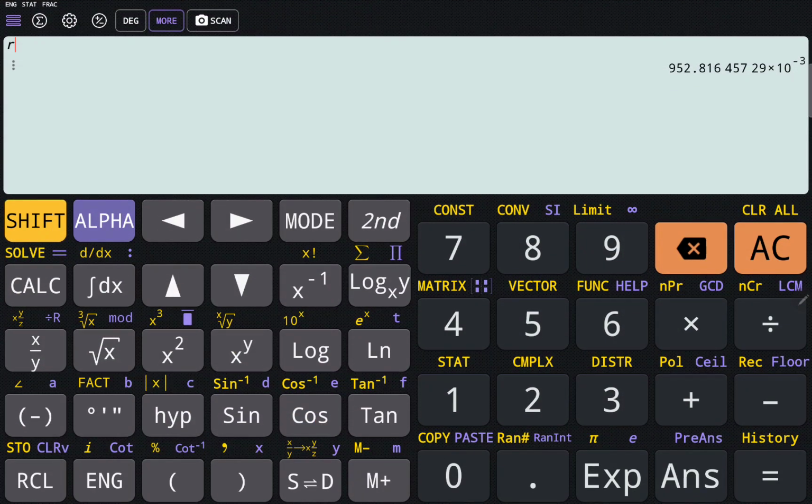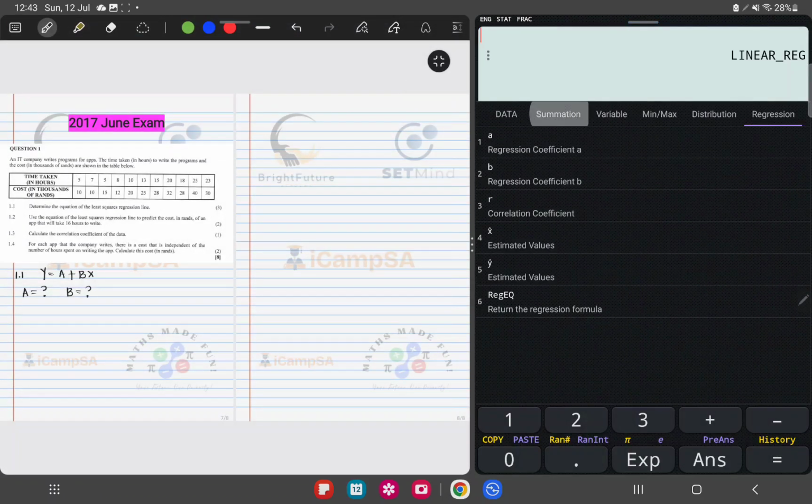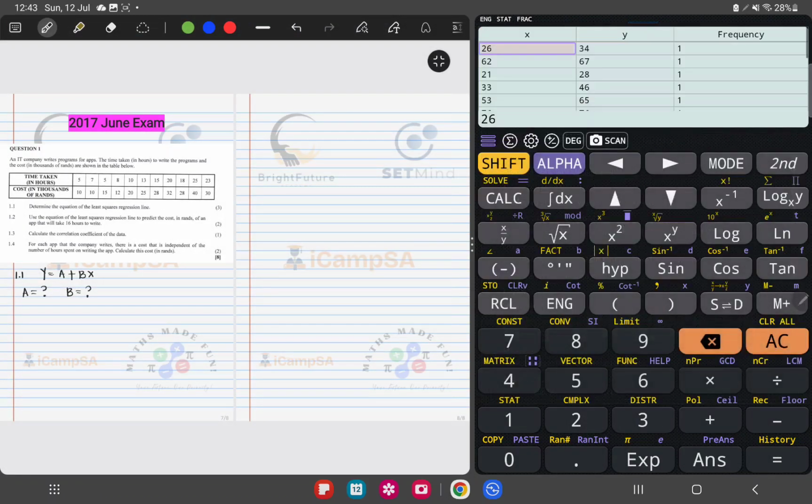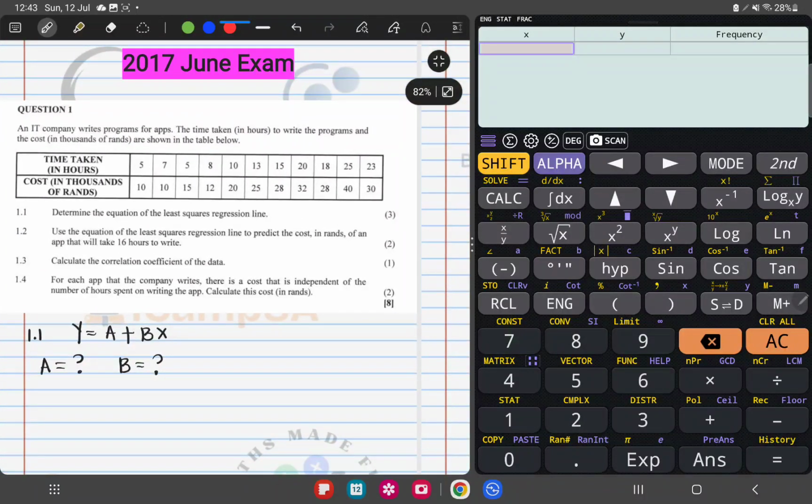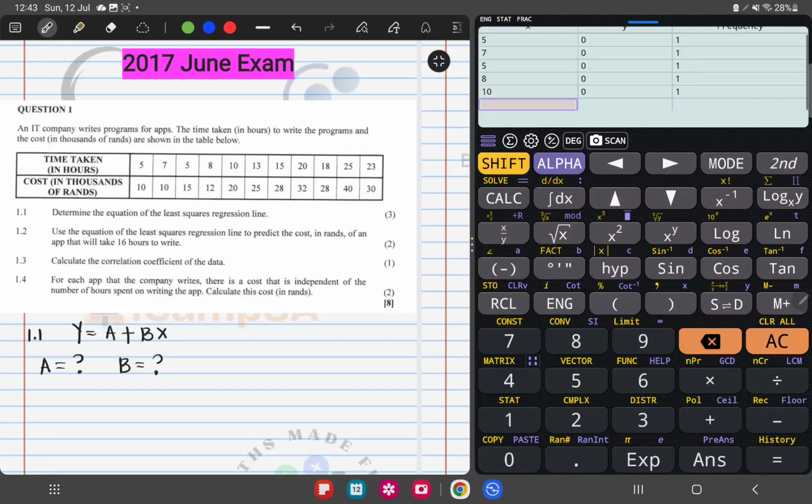For that we need our calculator, and we need to use our table. So clear this, shift 1, we go to data, then there's my table. I just need to clear it. Then we can go ahead and populate our table. If you look carefully for the x's, we have 5, then 7, then 5, then 8, then 10, then 13, then 15, then 20, then 18, then 25, then 23.